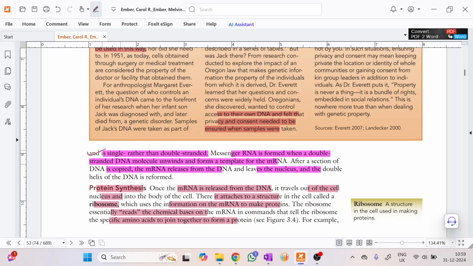It is also single-stranded, rather than the double-stranded structure of DNA. mRNA is formed when double-stranded DNA unwinds and forms a template for mRNA. When the DNA is copied, mRNA is released from DNA and leaves the nucleus, and the double helix, or double-stranded structure, of DNA is formed again.